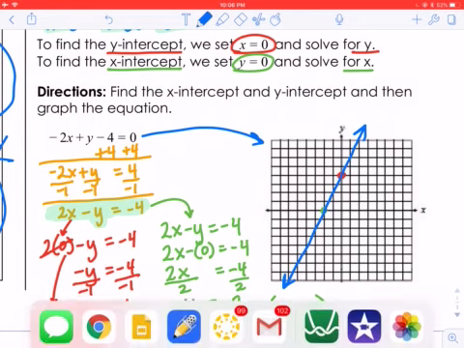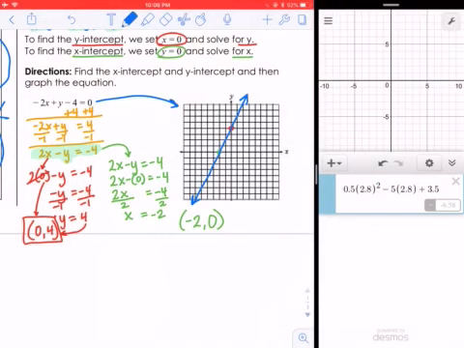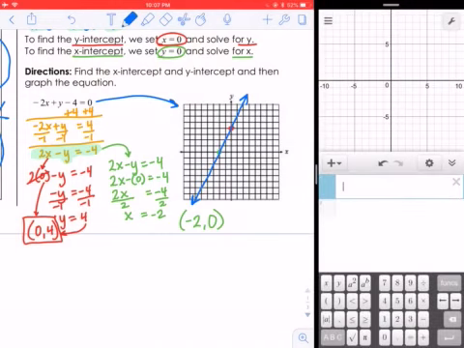If I've got Desmos available for me, I can go ahead and type in that equation. So the equation is negative 2x plus y minus 4 equals 0. I can see that line there, and it's exactly the same as the blue line that I drew on here, and so I know that I graphed it correctly. And that's how we graph using the x and y intercepts.